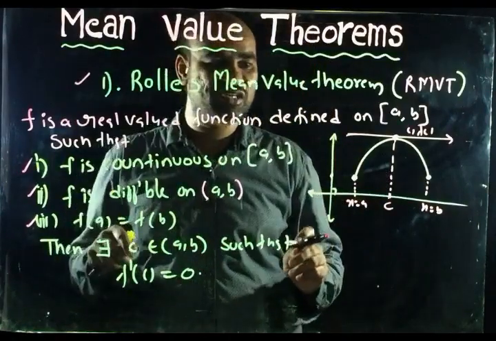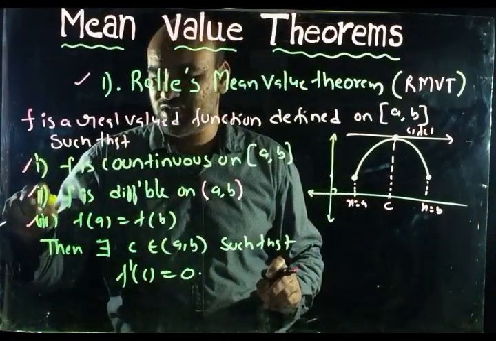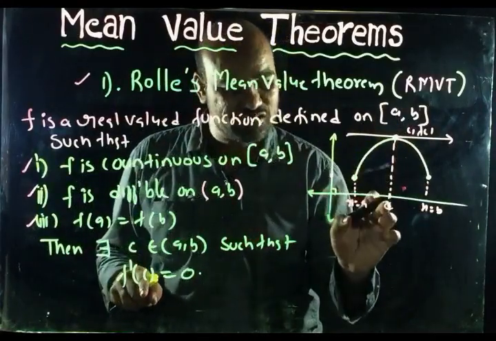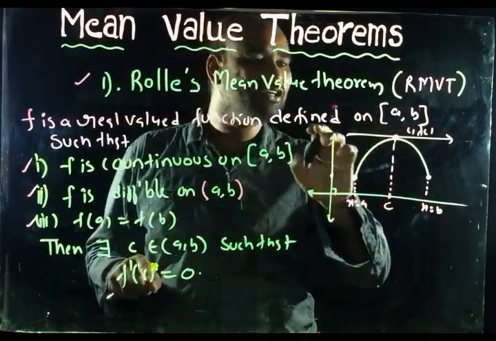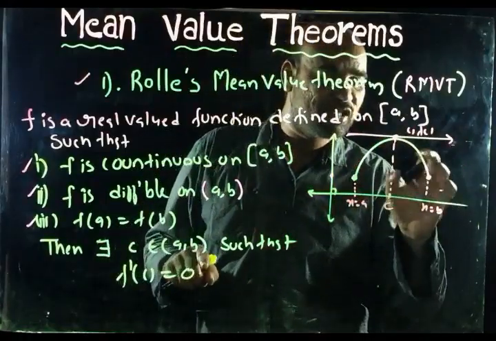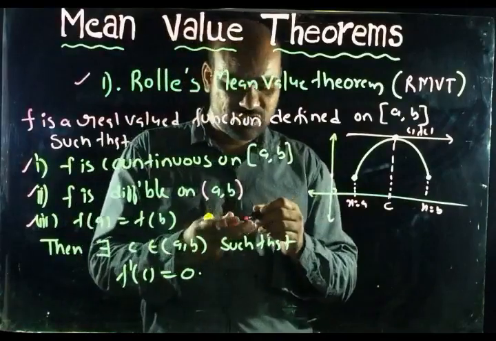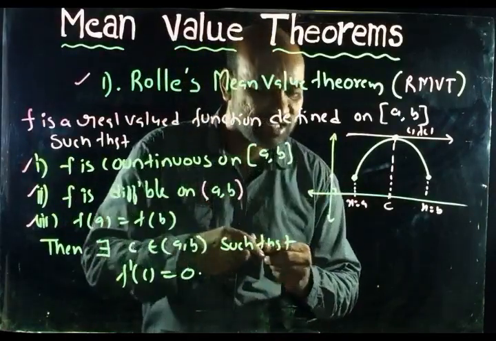So what Rolle's theorem is saying is that for any function satisfying these three conditions, in between a and b there exists at least one c. At that point, if you draw a tangent to the curve, it is parallel to the x-axis. This is Rolle's mean value theorem. We will see one more situation also here.